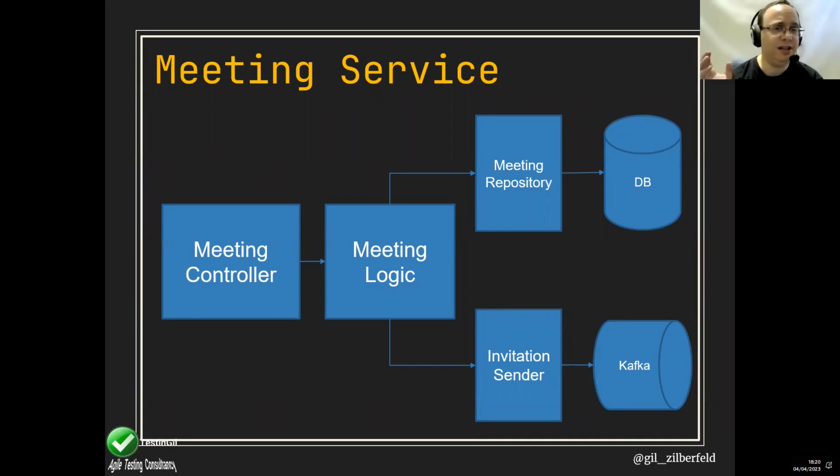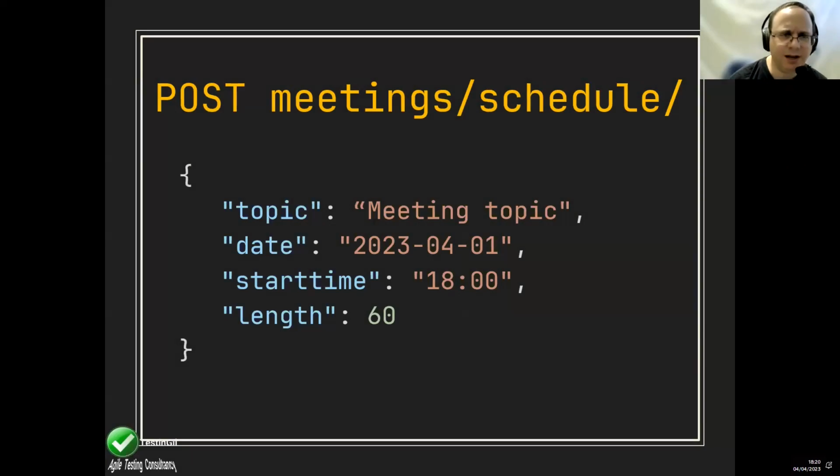I'm going to show this in Java and Spring as an example, but every technology and every framework has basically the same topics that we want to examine. The main API is a POST API, calls to meeting schedule with a body like this. You get the topic and date and start time and length of the meeting, and some validation goes on to check whether this is enough or invalid. It doesn't really matter, the whole thing. Let me just show the code.